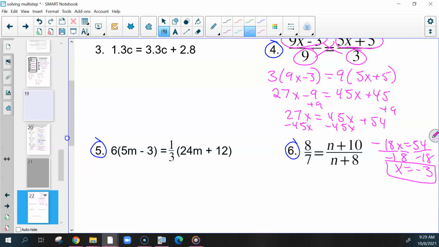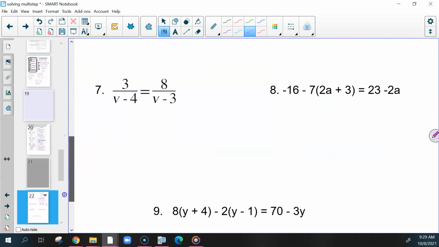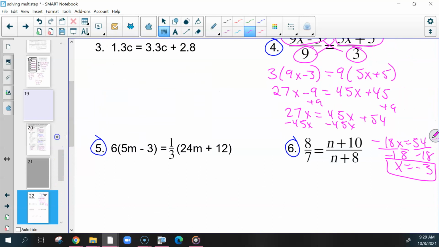So don't let problems like 4, 6, I think there's another one, 7, don't let those confuse you. Just cross multiply, rewrite it, and then the problem is the same.